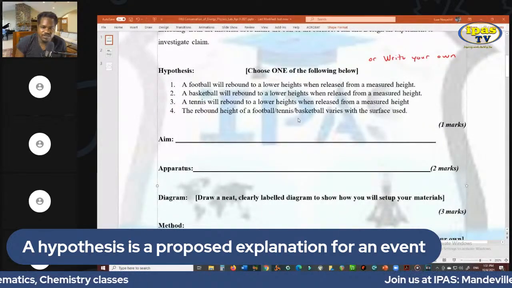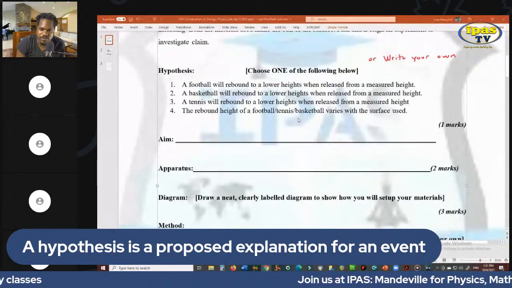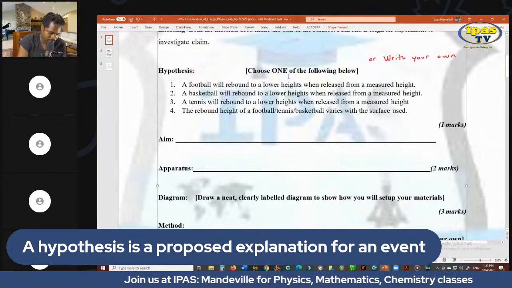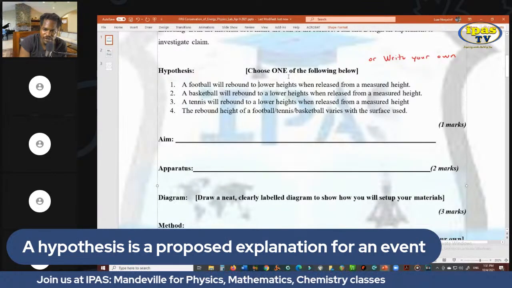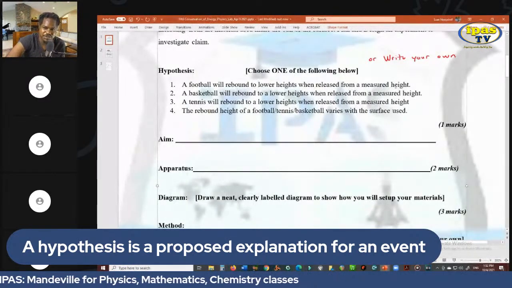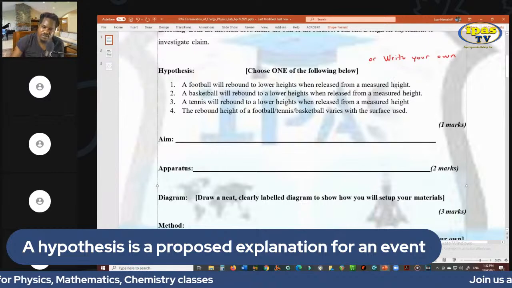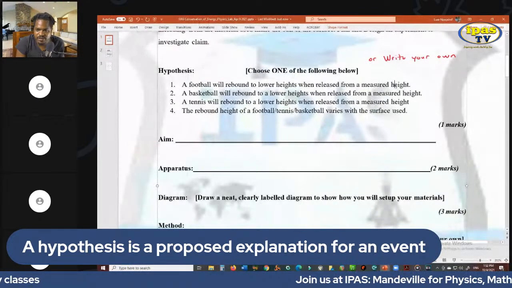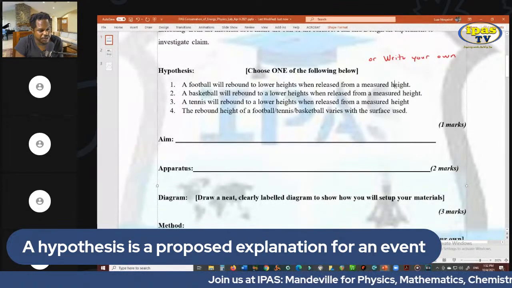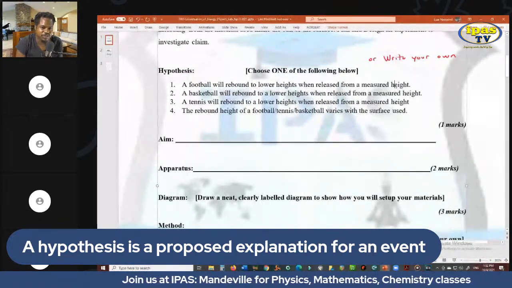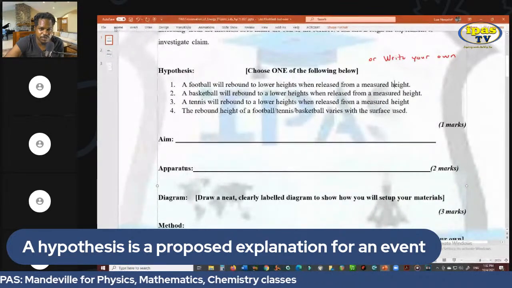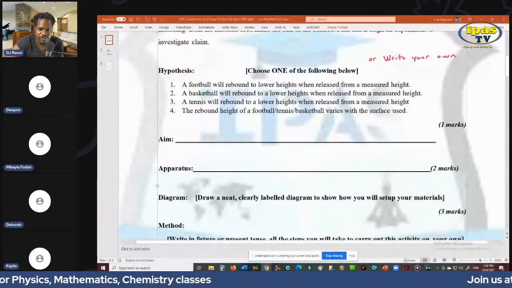Then let's look at the first one: the ball will rebound to lower heights when released from a measured height. There's a typo here, so let's take out some of this. So you measure the height from where you're going to release the ball. Notice I didn't say throw. You're going to hold it up and just release it.